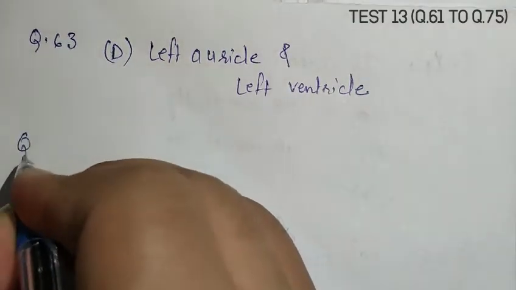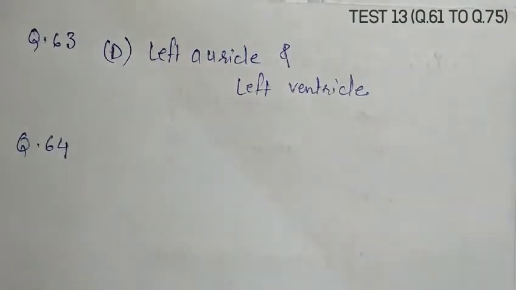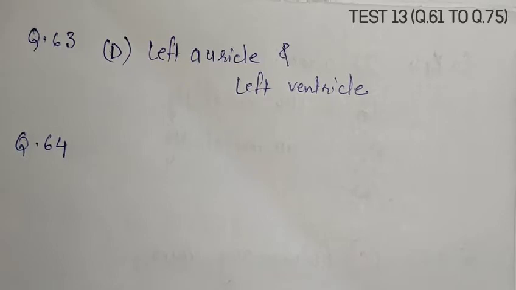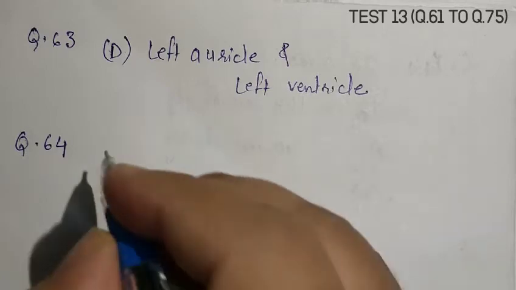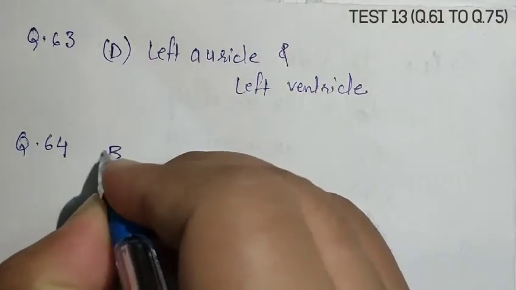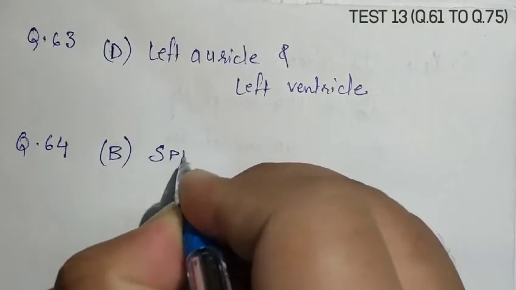Question number 64. Which organ is considered as graveyard of RBC, where most of them are destroyed by macrophages? A. Red bone marrow, B. Spleen, C. Kidney, or D. Intestine. Correct answer is B. Spleen.